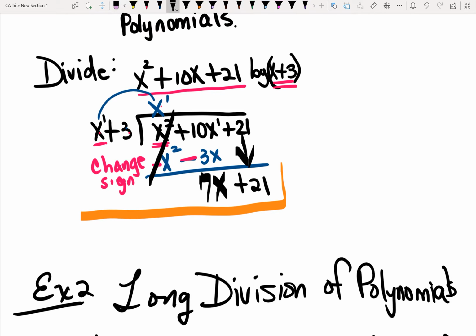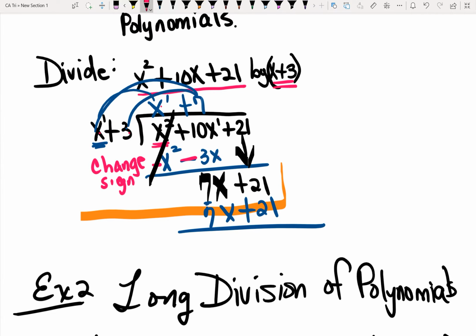So again, the next step will be to ask, this x times what will give me a 7x? Obviously times a plus 7. So now I distribute that back, and I end up with 7x plus 21. Okay, and again, at this stage, remember, we change the signs. Alright, and so as we progress with this, that means this becomes a negative, that becomes a negative. And so now if you notice, my final answer here is 0. And so I'm done.